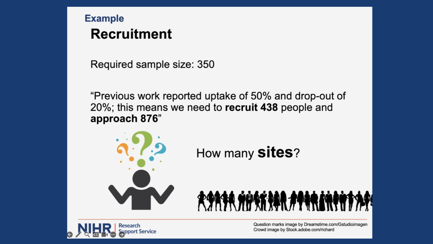So that means we need to recruit 438 people to ensure that 350 of them make it to the end of the study, and we need to approach 876 people. So your numbers are beginning to go up a bit. So practically, how many sites do you need to get involved?